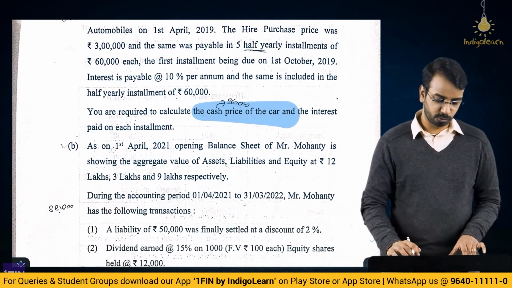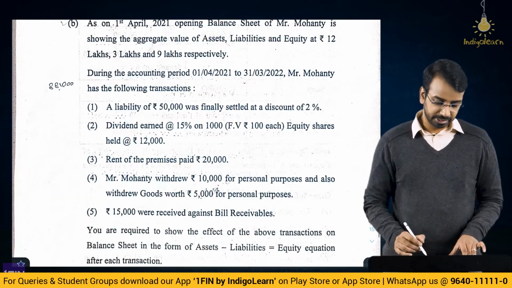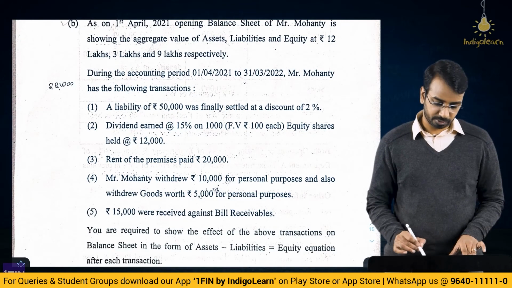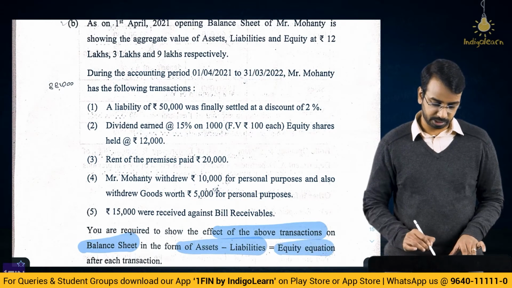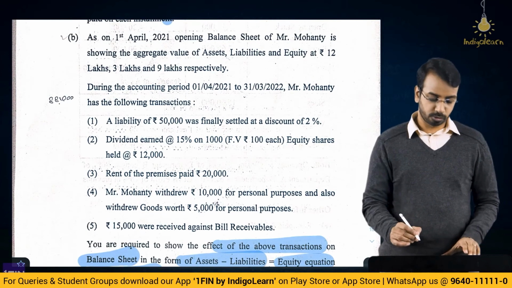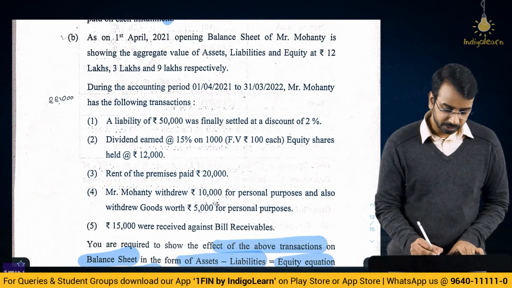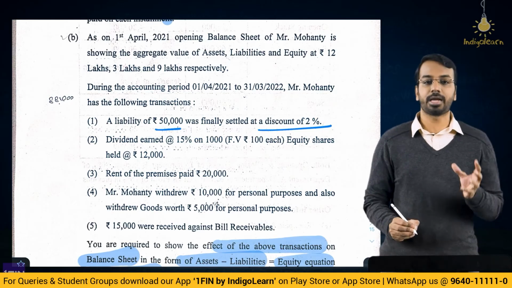This is something which you do at the beginning of every question. Then another question where you are required to show the effect of the above transactions on the balance sheet in the form of the assets minus liabilities equals equity equation after each transaction. So you have to see, when a liability is settled at a discount of 2%, what happens?